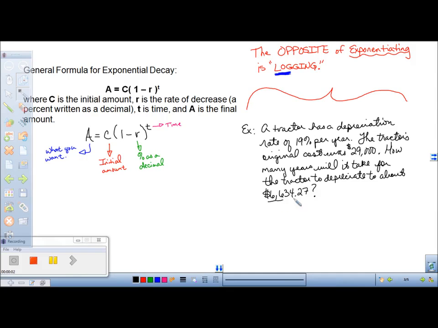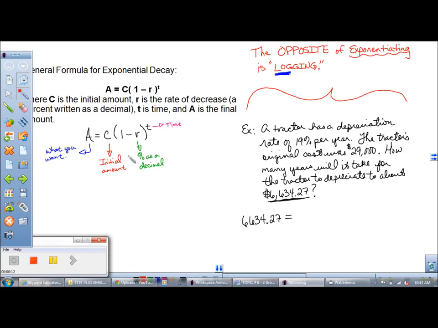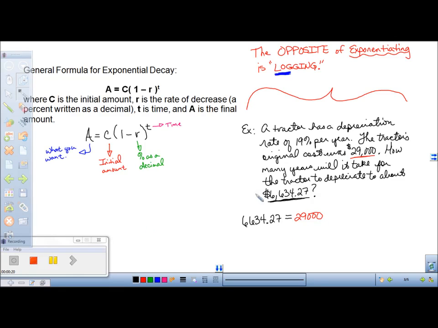How do you solve for time if you have an exponential decay problem? We'll take the same formula that we've worked with prior, and let's start plugging in our information here. We have a tractor that was $29,000. That's our initial amount. We want it to depreciate to $6,634.27 at 19% per year. And what we want to do is solve for time in this particular problem.